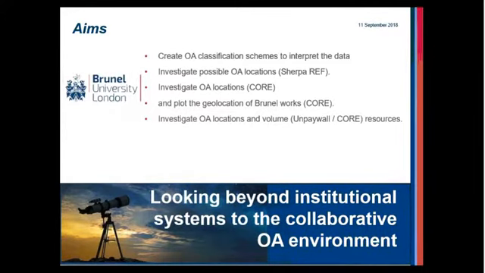So these were loosely the aims of the project, and we've already touched on some of these. We wanted to create OA classification schemes to interpret our data. So we largely built upon the work by Unpaywall here, but with some differences as I just discussed. We wanted to investigate possible OA locations, and for that we decided to use Sherpa REF. We also wanted to investigate OA locations and plot the geolocation of Brunel works. We discussed this earlier on. And we wanted to investigate OA locations and volume, particularly using Unpaywall. So in our research, we liken this approach to the metaphor of a telescope, looking outward from our institution to systems beyond, which form a collaborative OA universe.